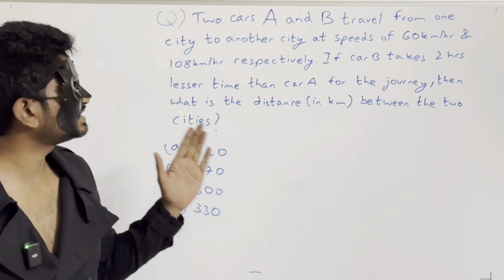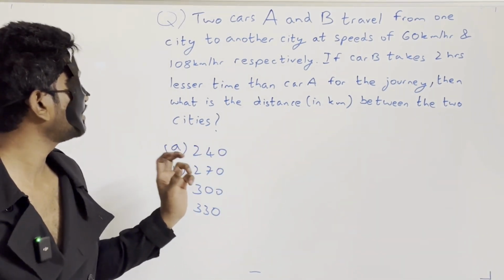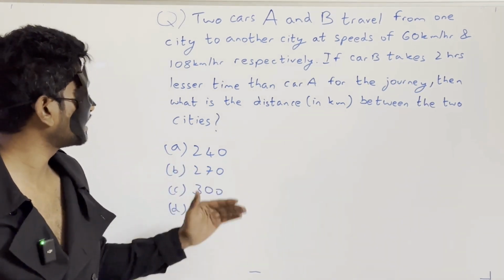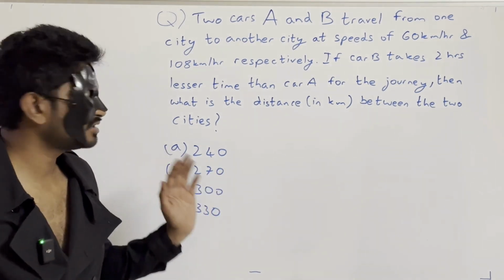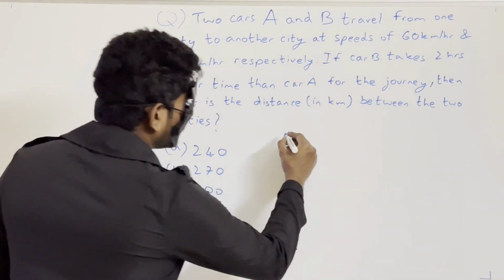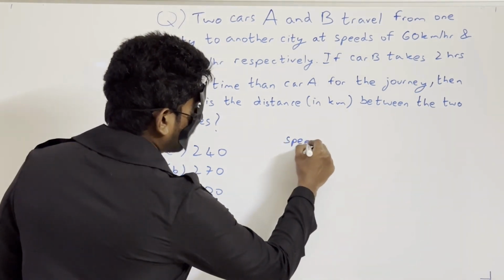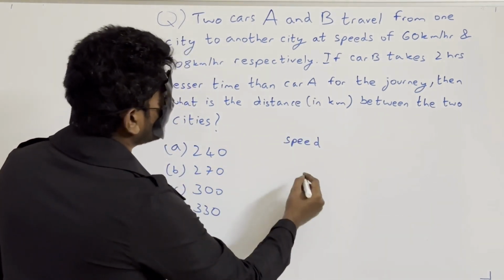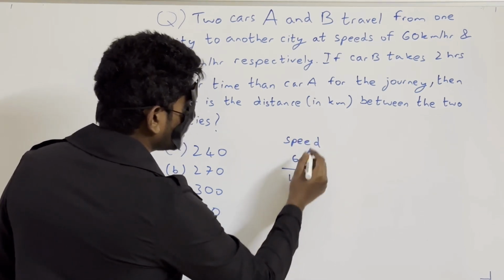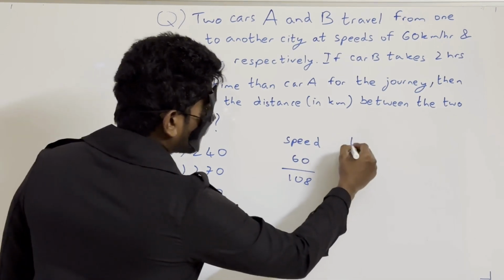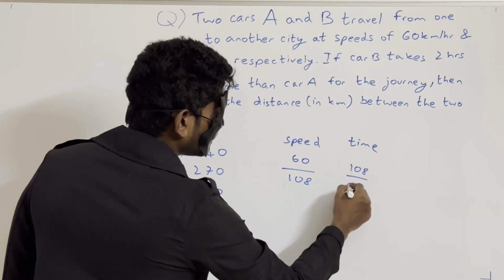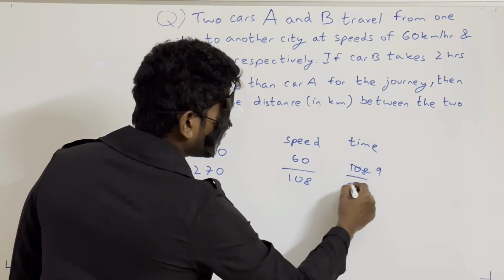So superhumans, next question is, two cars A and B travel from one city to another city at speeds of 60 kilometers per hour and 108 kilometers per hour respectively. If car B takes 2 hours lesser time than car A for the journey, then what is the distance between the two cities? Here again distance is fixed. So now speed ratio is nothing but 60, one is 60 kilometers and another is 108 kilometers, 60 by 108. Since speed is fixed, time ratio will get inversed, right? It will be nothing but 108 by 60. It's nothing but 12 9s are, 12 5s are.